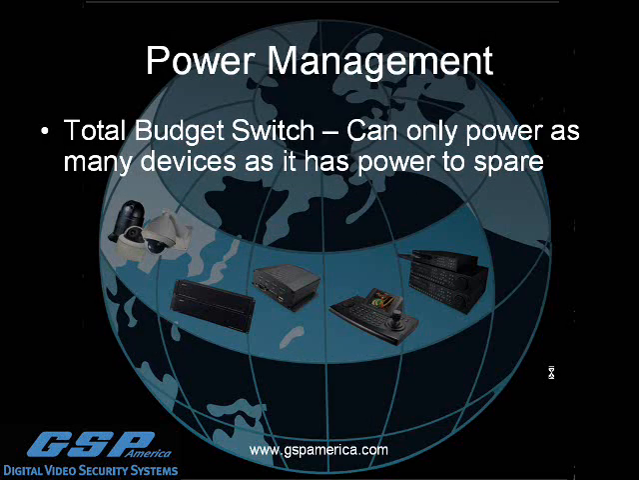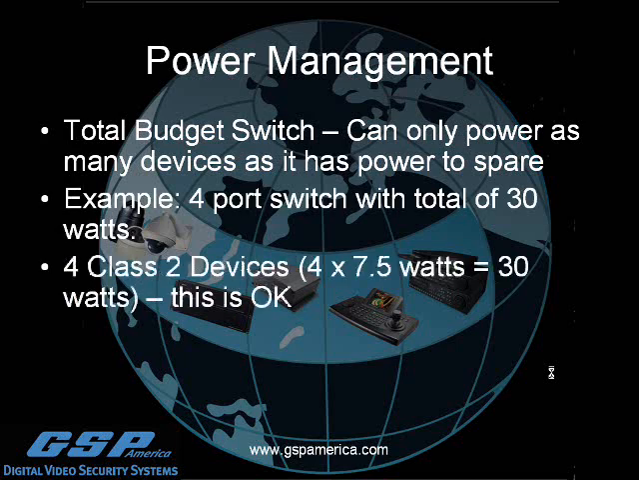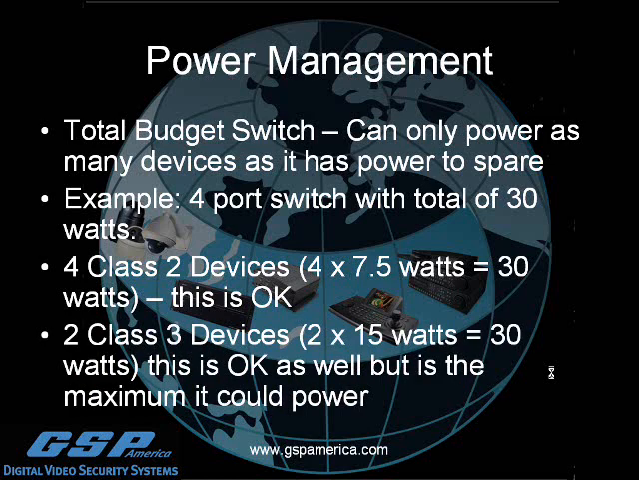A total budget switch can only power as many devices as it has power to spare. Example, a 4-port switch with a total of 30 watts. You could power 4 Class 2 devices, which is about 7.5 watts each. That's 30 watts, so that's okay. You could power 2 Class 3 devices. 2 times 15 watts equals 30. That's okay, but that's going to be the limit of it. You cannot power anything additional besides those 2 devices.